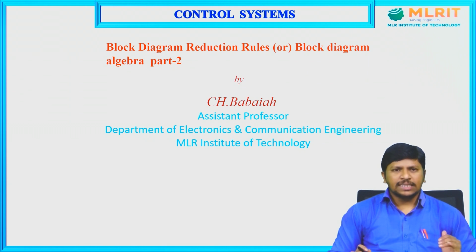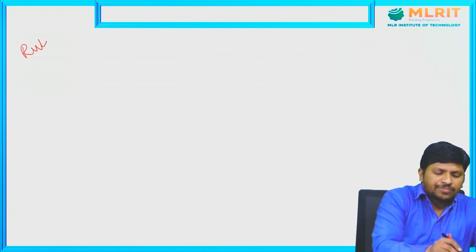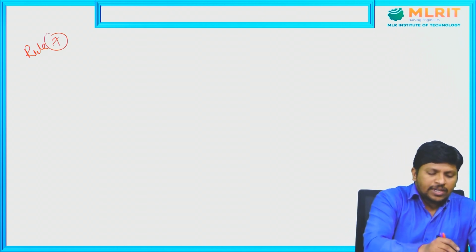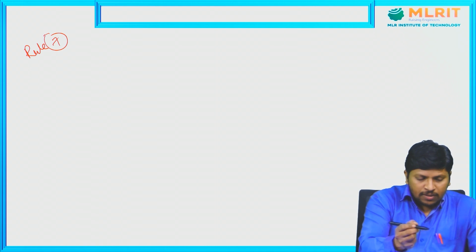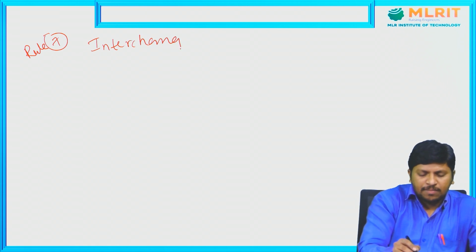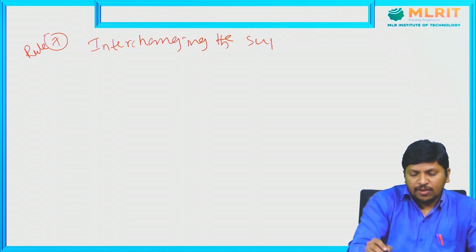Coming to the 7th rule of the block diagram reduction rules. Rule 7 is interchanging the summing points.